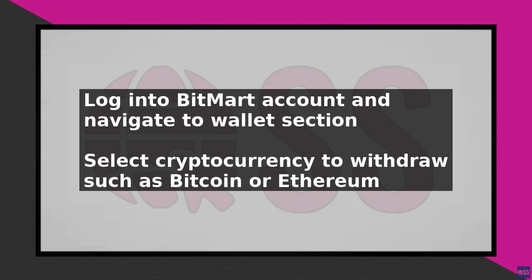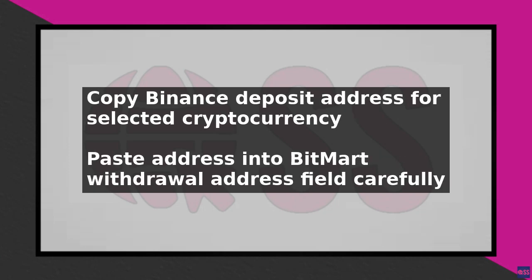To find the deposit address on Binance, log into your account and navigate to the Wallet section. Select the same cryptocurrency you are trying to withdraw from BitMart and click on Deposit. Binance will provide you with a unique deposit address. Copy this address and go back to BitMart. Paste the address into the withdrawal address field and enter the amount you wish to withdraw.